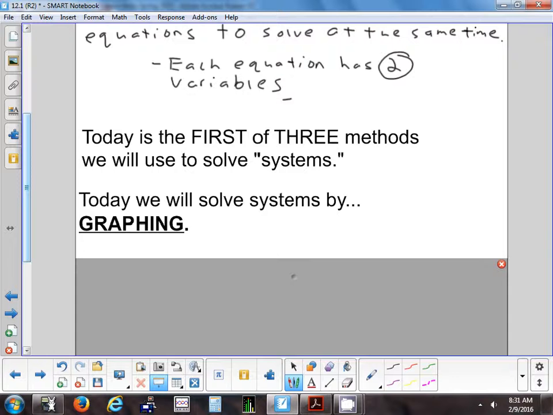Here's the big idea of what we're doing. We're going to graph a line. We're going to graph another line. And we're going to see where they cross. That's it. Graph a line, graph another line, and see where they cross. So that's how you solve a system. Just see where 2 lines cross each other.